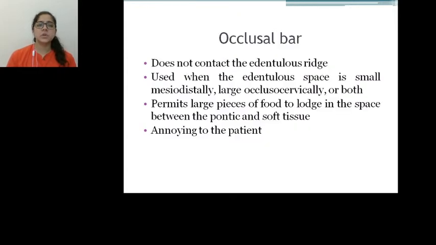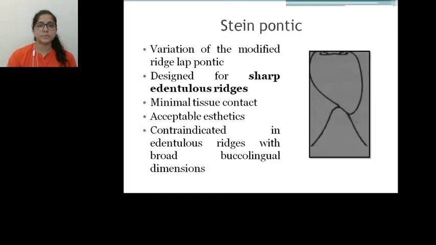The next is the occlusal bar. The occlusal bar does not contact the edentulous ridge at any point. It is mainly used when the edentulous space is small mesiodistally and large occlusocervically, or both conditions are present. But the disadvantage here is it permits large pieces of food to lodge in the spaces between the pontic and the soft tissues, and this fact can be annoying to the patient.